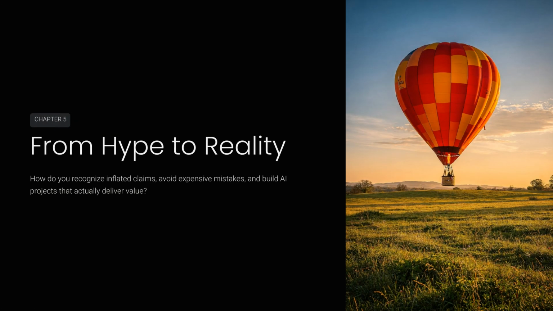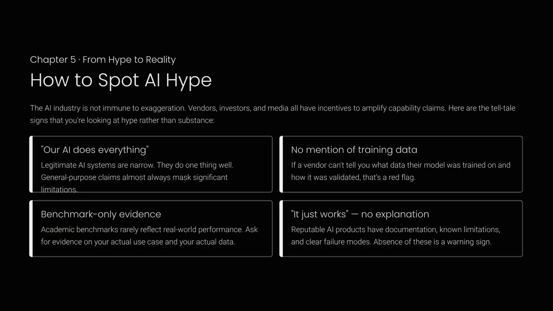Now for Chapter 5, From Hype to Reality. How do you cut through the marketing noise to avoid costly mistakes? We will look at how to build projects that deliver genuine, measurable value. To spot AI hype, look for red flags. Claims that AI does everything, a lack of transparency regarding training data, an over-reliance on academic benchmarks, or the absence of clear documentation about how a product actually works.